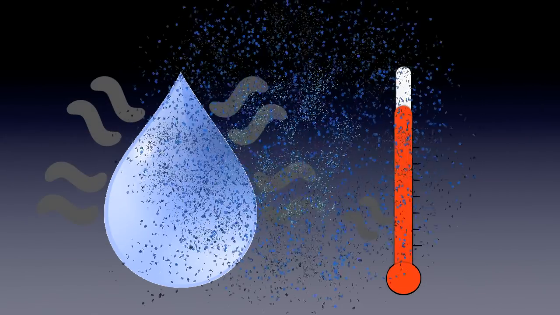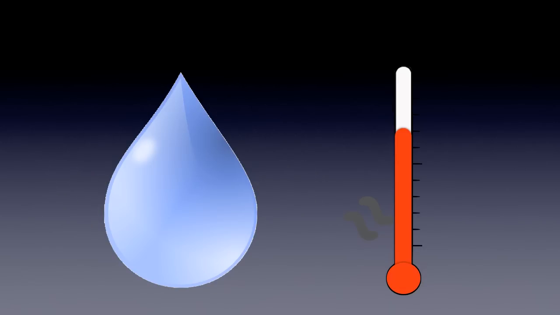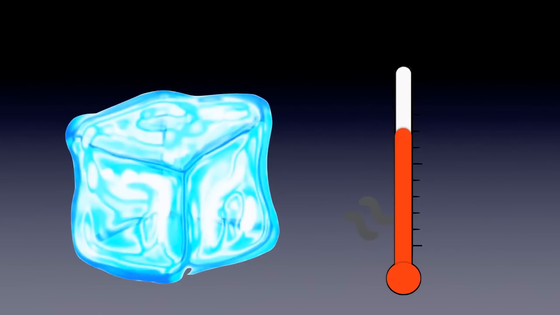But when you cool water, it starts to make new hydrogen bonds and slows the molecules down. When all the molecules stop moving or begin to move in patterns, the water releases thermal energy as heat and eventually becomes cold enough to become ice.